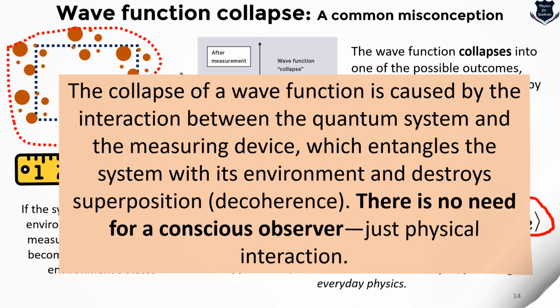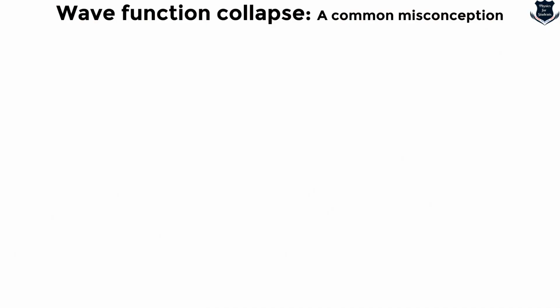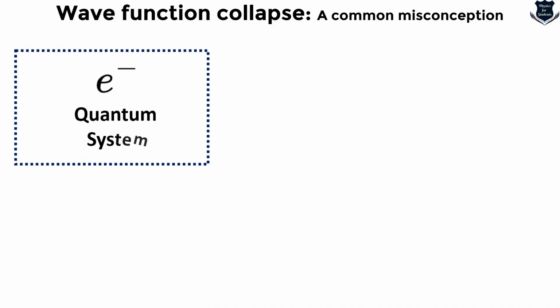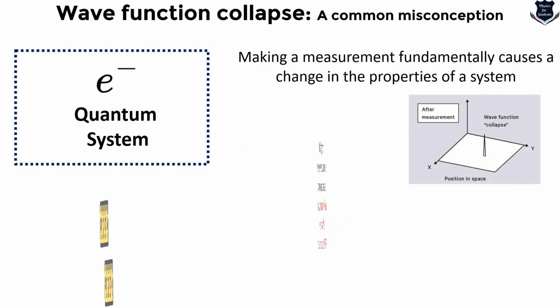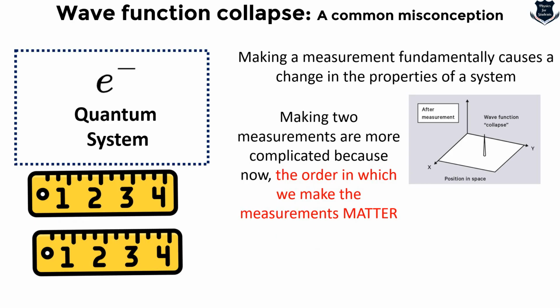So far so good. Now what we also understand from here is that if you take a quantum system, we have just seen that it takes a measurement and the wave function collapses. But in case we are doing a measurement which causes a fundamental change of the system, what if we make two measurements instead of one? Making two measurements is more complicated. Why? Because here the order in which you make the measurements actually matters.